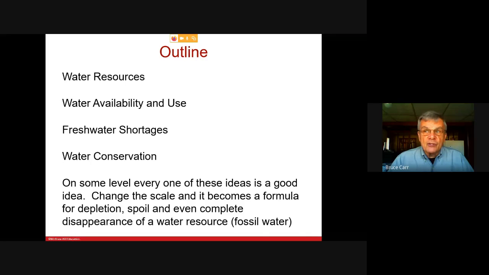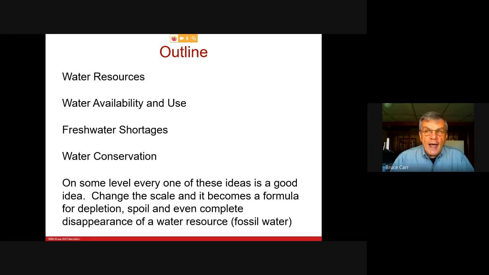I want to emphasize, on some level, every one of the ideas or interventions or items of engineering that we talk about is a good idea on some level. But if you change the scale, it becomes a formula for a different outcome. So we are accustomed to thinking about water resources with respect to depletion and whether or not it's renewable. With respect to spoiling the water resource, if in fact we do not care for it, and even complete disappearance of a water resource, and I'll introduce a term here, fossil water.